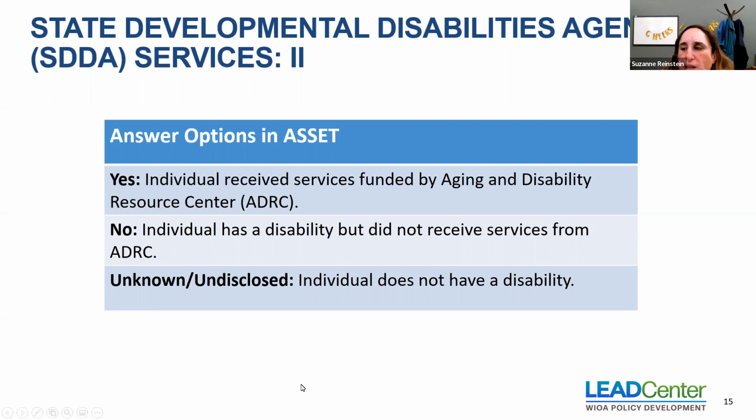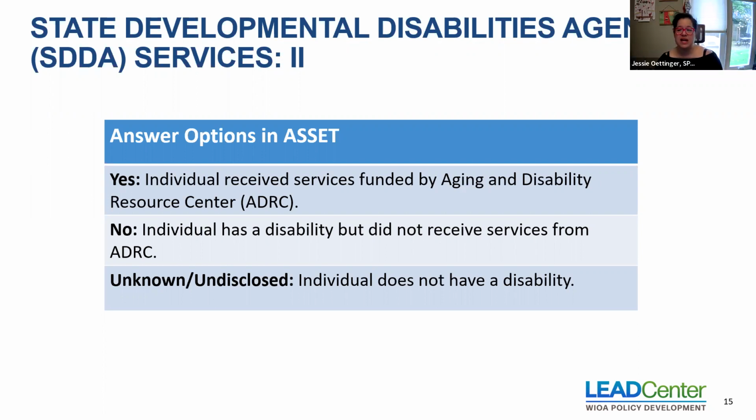Oh, sorry. I just have a quick question. A lot of times I find that people just put unknown, undisclosed because they may not know if they receive services through the ADRC or not. But it sounds like the only way you should use that in this question is if they don't have a disability. So if I say learning disability above and I select unknown, undisclosed, that's technically incorrect, right?